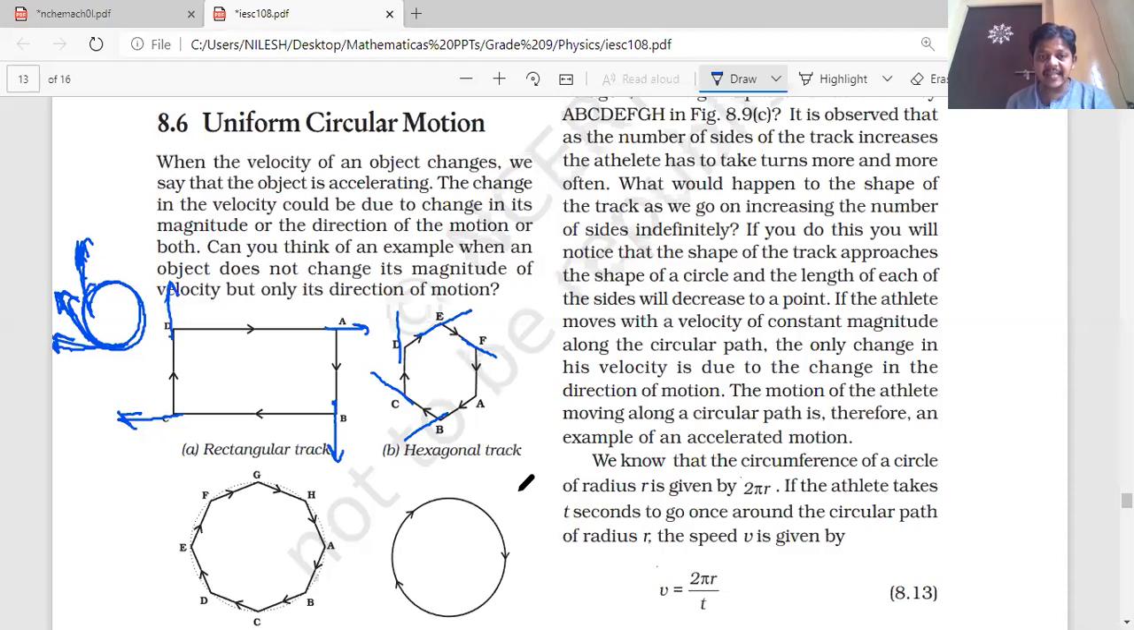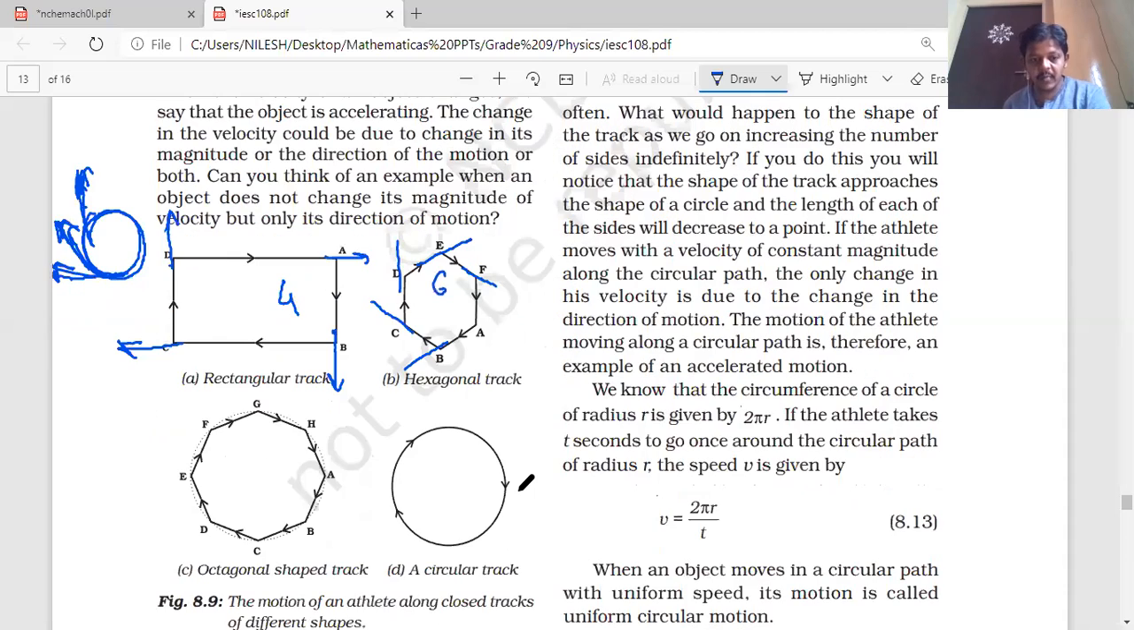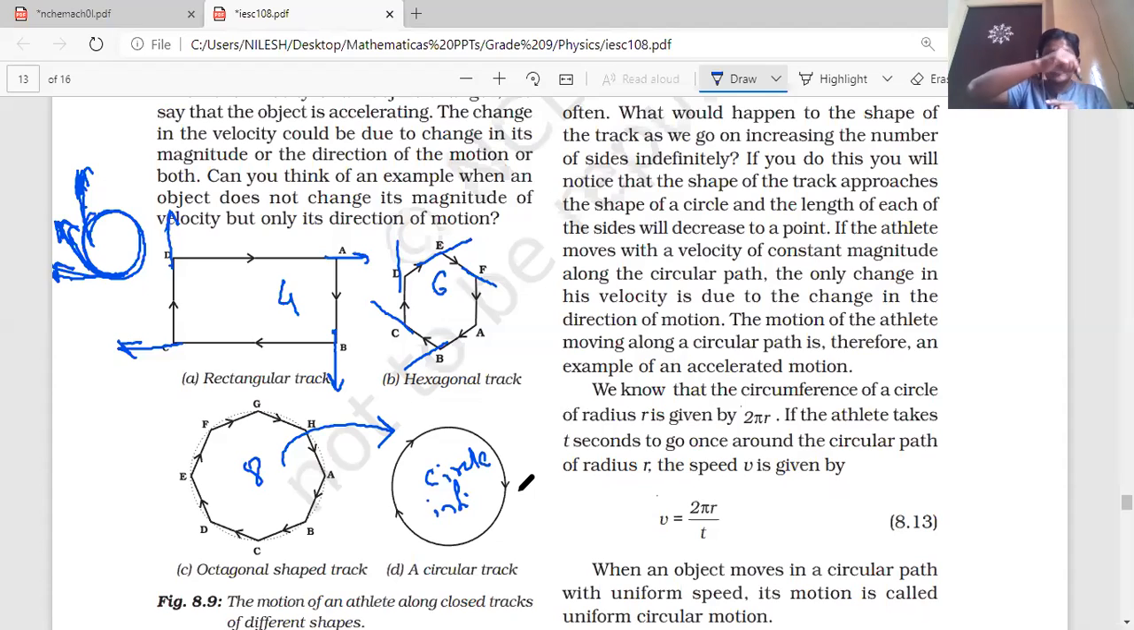See, and as the number of corners increases from 4 to 6, from 6 to 8, the number of times I am changing my direction increases. Yes or no? Yes, sir. And the more the direction changes, it slowly and steadily moves towards a circular shape, and ultimately I get a circle. When I have to change infinitely many times, at every point I'm changing the direction, so it is becoming a circular direction.